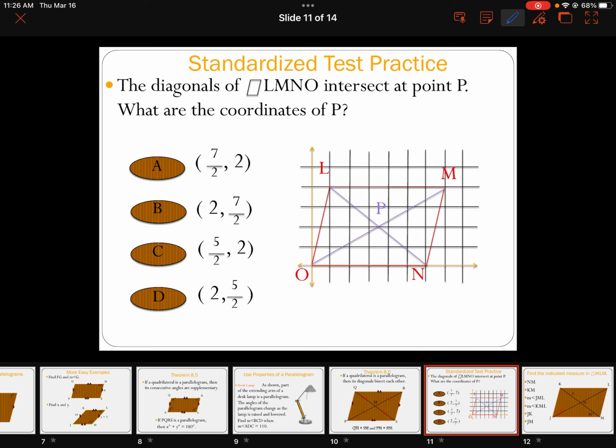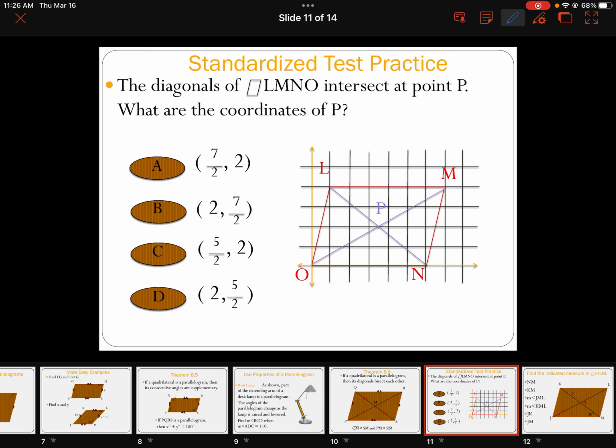Okay, we'll check out this example here. The diagonals of this parallelogram intersect at point P. What are the coordinates of point P? Well, they're telling you that this is a parallelogram, which is nice. But they didn't have to because it's in a coordinate plane. You could determine that the top and the bottom are parallel because they're horizontal. And you could also determine the left side and the right side are parallel because they have the same slope. Remember that.